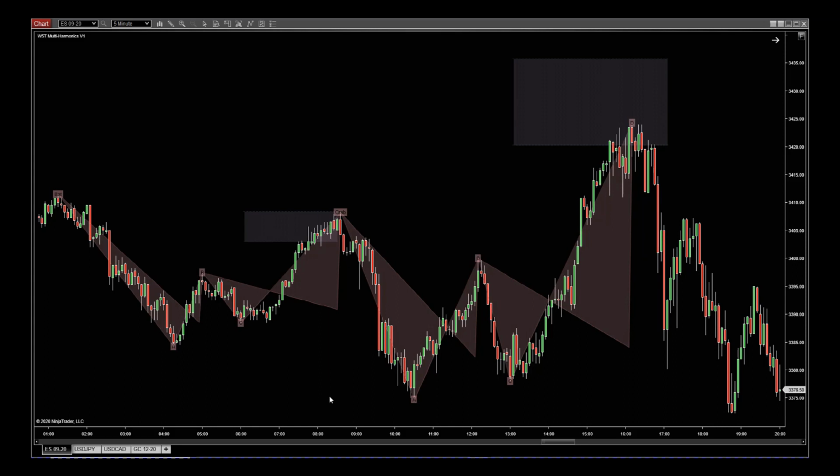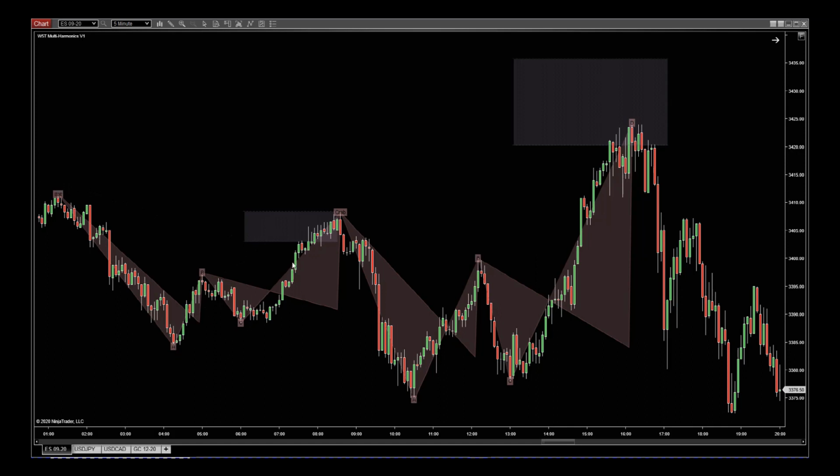The first is automatic harmonic pattern recognition software. It's quite advanced. We look for bats, crabs, Gartley patterns, butterflies, even complex ones, as you can see here. This is ES futures on the 5 minute.